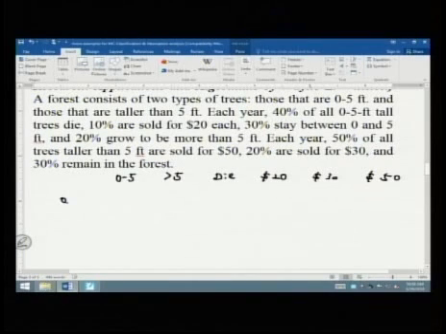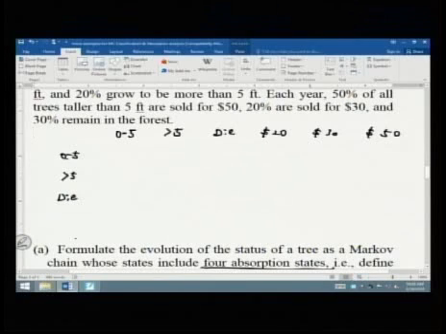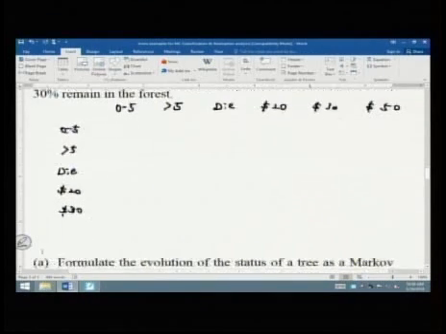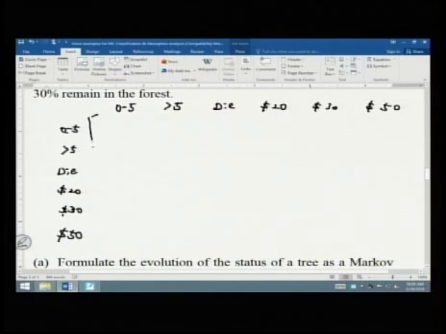Likewise, we're going to have 6 different states, so 6 different rows as well. Okay? 20, 30, and then lastly $50. So we have a huge matrix like this. Okay?